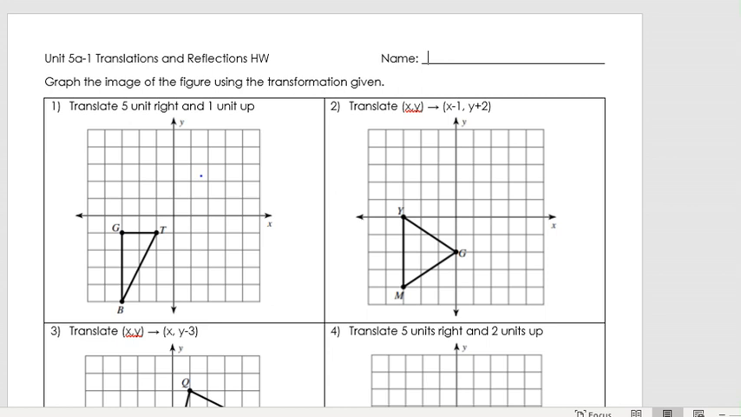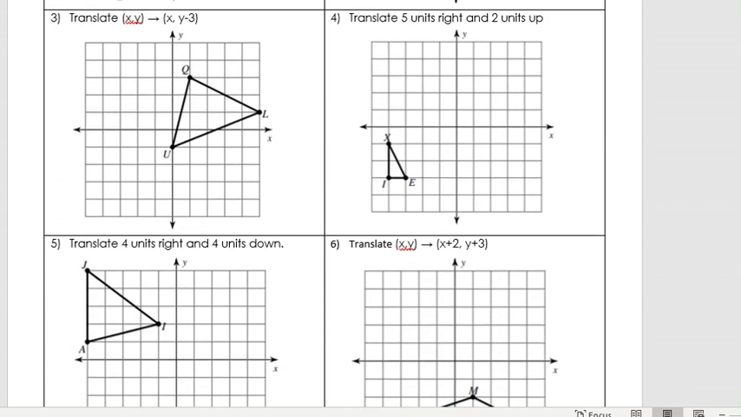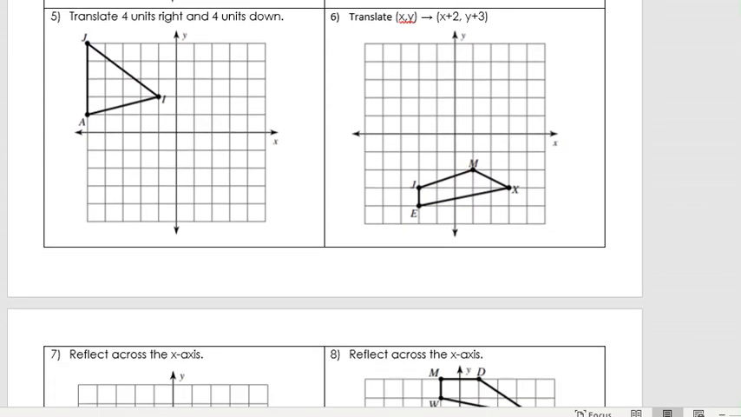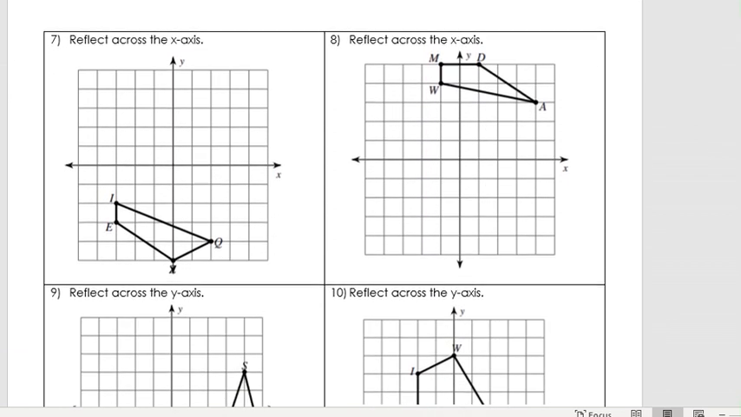You're going to do the same thing for this one, but this time it gives you an arrow notation. So the x means you're going to go left 1, and then y plus 2 means you're going to go up 2. So you're going to draw the new figure, triangle M prime, G prime, Y prime, and connect it. You're going to do the same thing on all of these, and then on the back you have reflections.